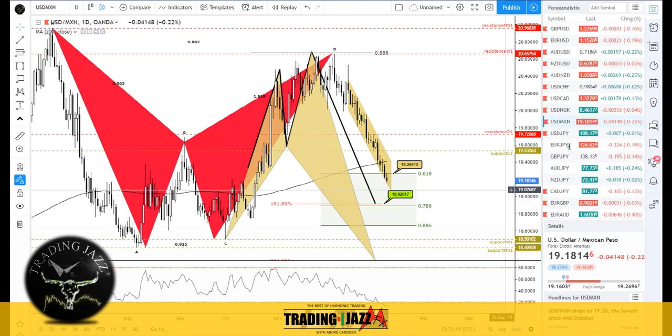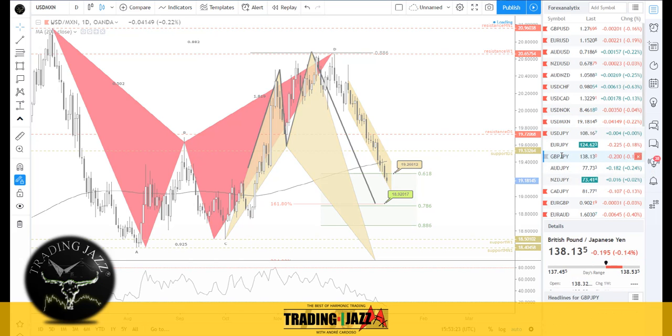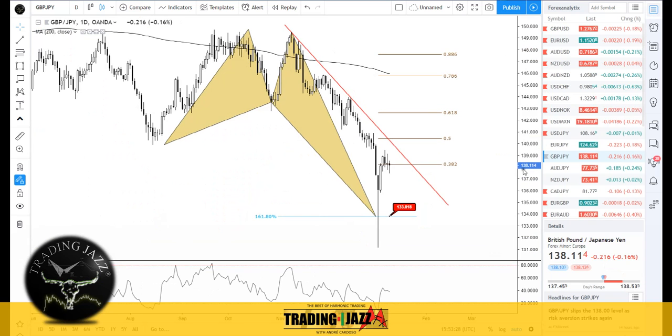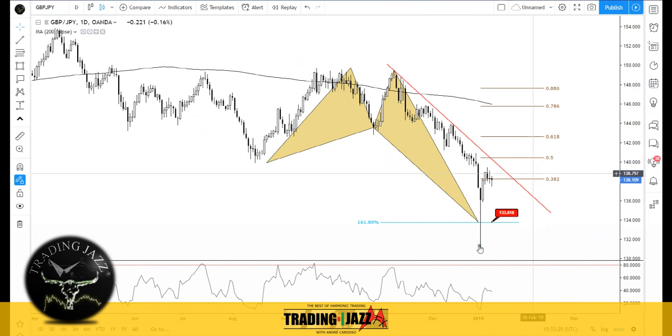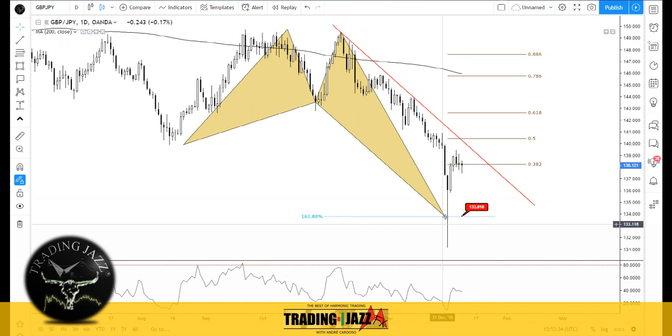More, dollar versus yen, already show you. I have nothing for euro versus yen, neither for pound versus yen, because those weeks have somehow damaged some of the patterns that I was expecting. So this is the 1618 extension, the crab pattern. The market has crossed this level during those news events, invalidating the pattern.